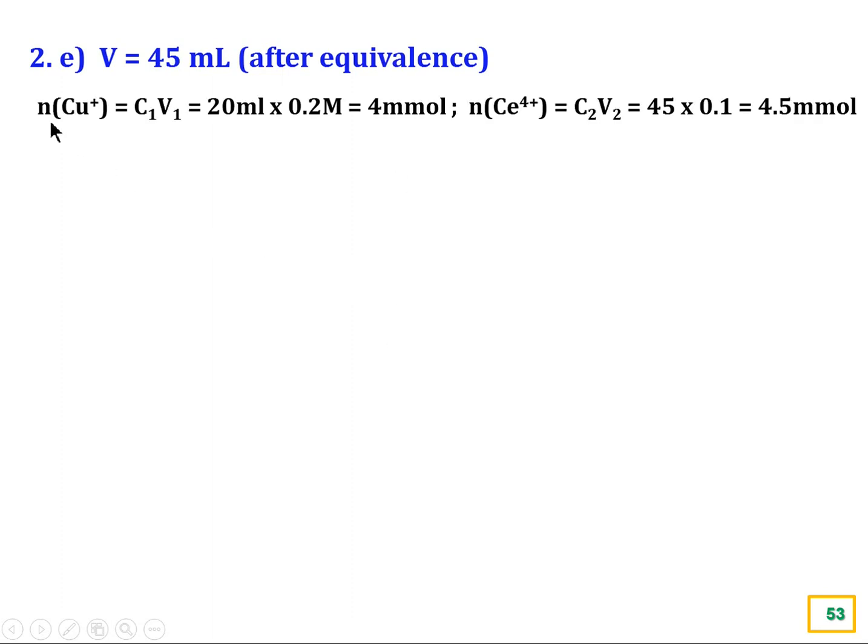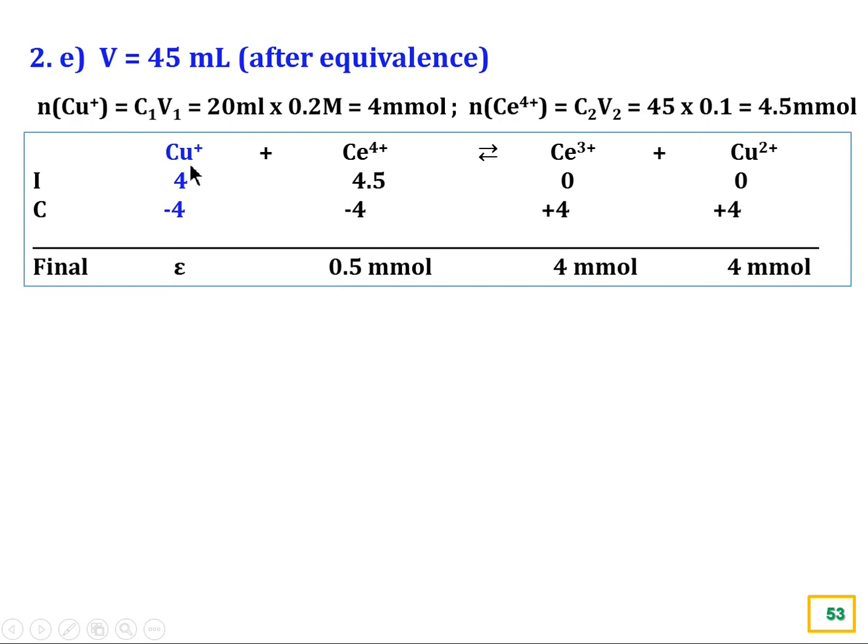What is the potential of the solution for a volume equal to 45 milliliters? This volume is after equivalence. The number of moles of Cu+ initial equals 4 millimole, and the number of moles of cerium 4+ added is 4.5 millimole. So we construct the table of conversion. We have 4.5, 0, 0.